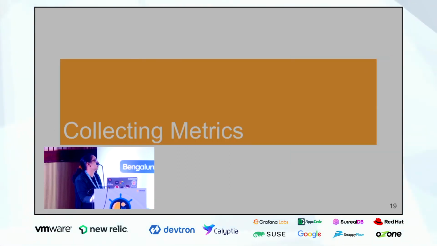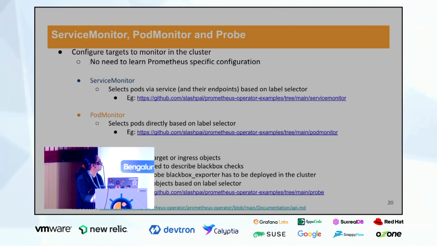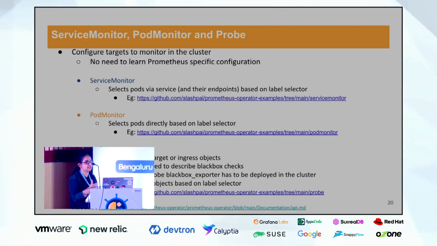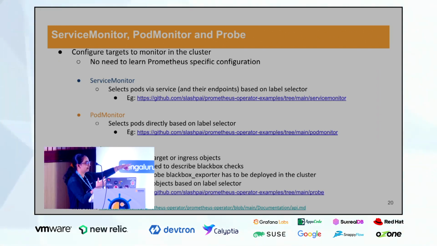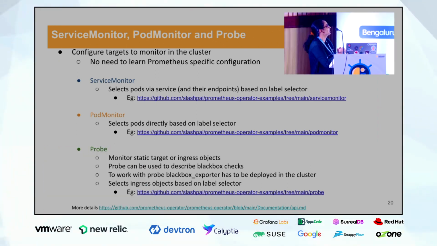So let's look at collecting metrics and how we can do that. As I explained earlier, there are 4 objects. In this slide I have put only 3. I will come to the next one later. ServiceMonitor is used to define how a group of services can be monitored, selected based on a label selector. In the case of PodMonitor, as the name says, it is used to select which pods you can monitor with the help of a label selector. And the last one is Probe, which is to monitor static targets or ingress objects.